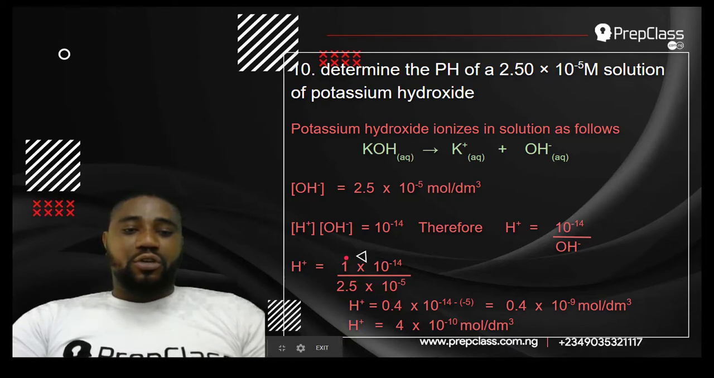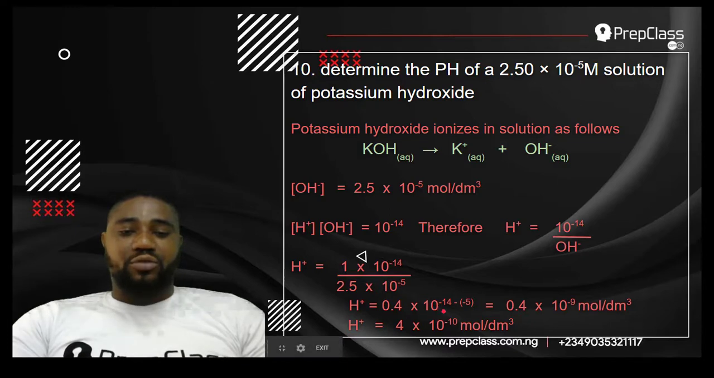So first of all, say 1 divided by 2.5. 1 divided by 2.5 will give me 0.4. So now divide the indices part, which is 10 to the power minus 14 divided by 10 to the power minus 5. So 1 divided by 2.5, 0.4 times 10 to the power minus 14 divided by 10 to the power minus 5.